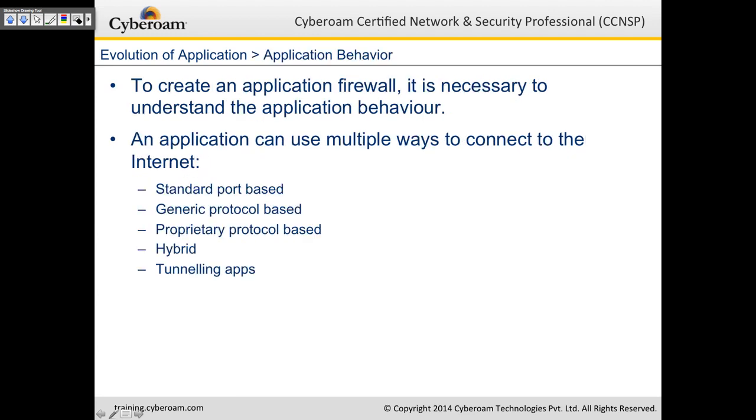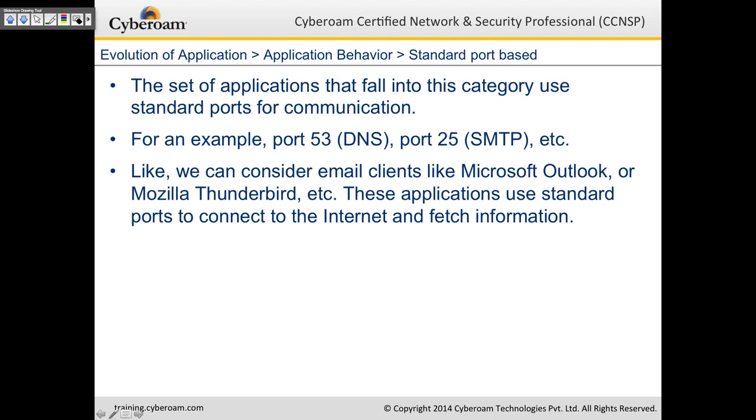So to create an application firewall, it is necessary to understand the application behavior. An application can use multiple ways to connect to the internet. It can be standard port based, it can be generic protocol based, it can also be proprietary protocol based, it can even be a hybrid protocol as well, and sometimes even tunneling apps which use tunneling protocols. So we'll take a detailed look at these different applications in the next slides. First, we'll take a look at standard port based applications.